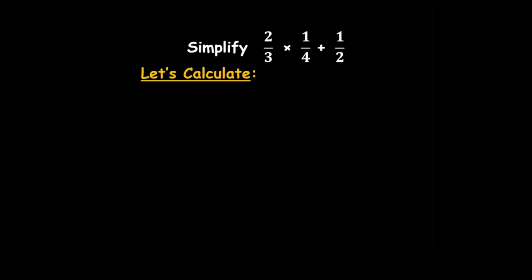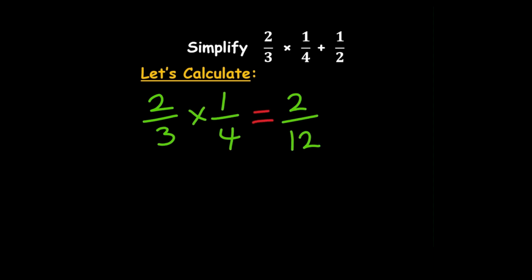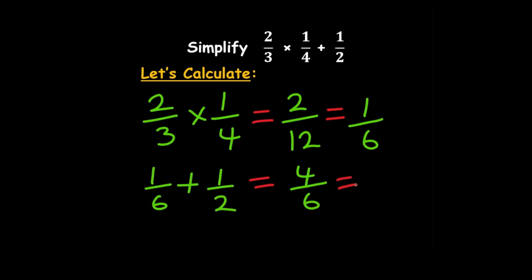Let's simplify this expression. 2/3 times 1/4 plus 1/2. 2/3 times 1/4 equals 2/12. Simplifying further equals 1/6. 1/6 plus 1/2 equals 4/6 equals 2/3.